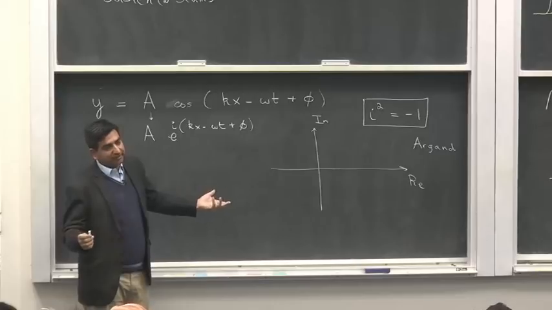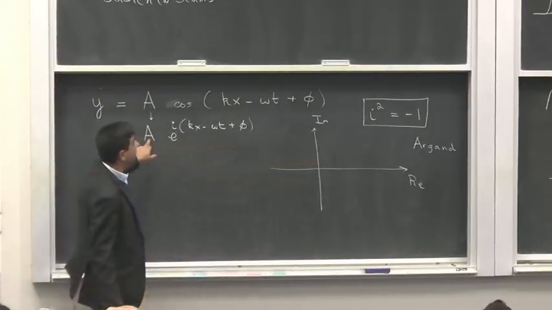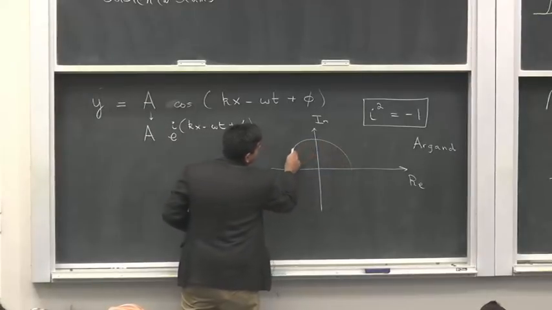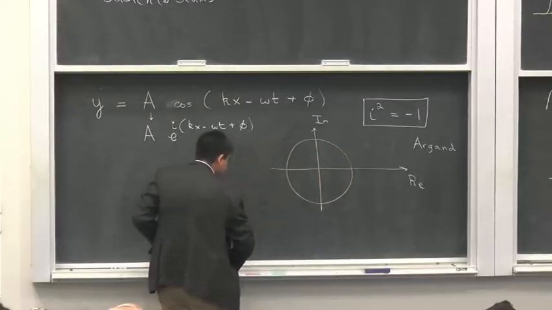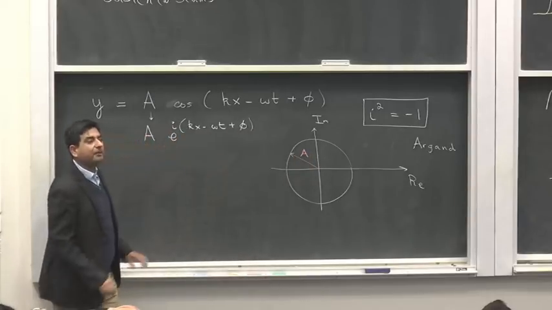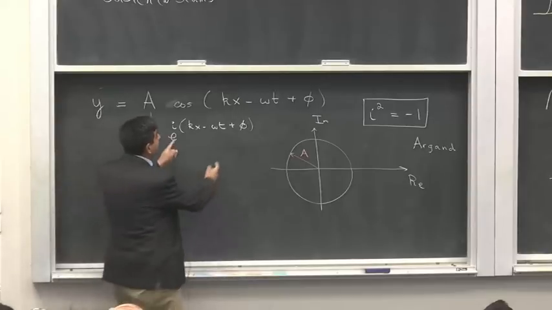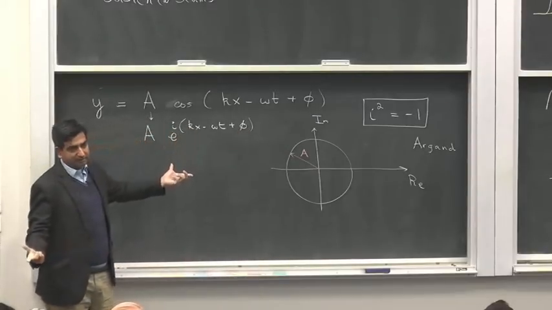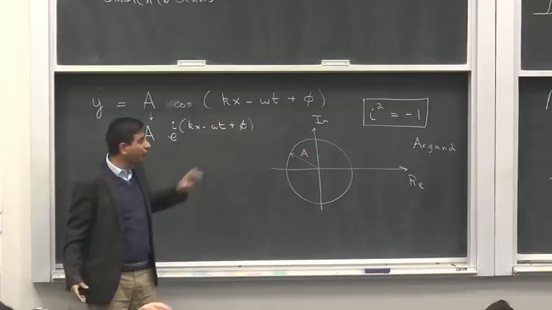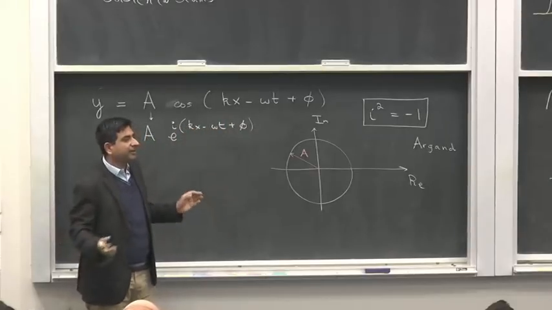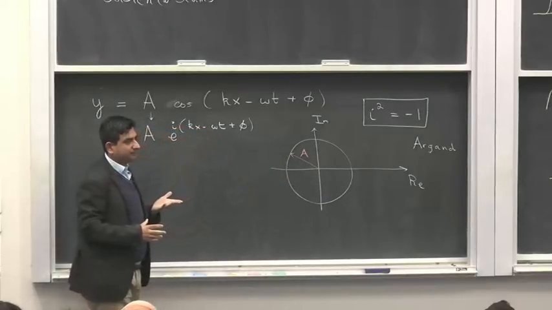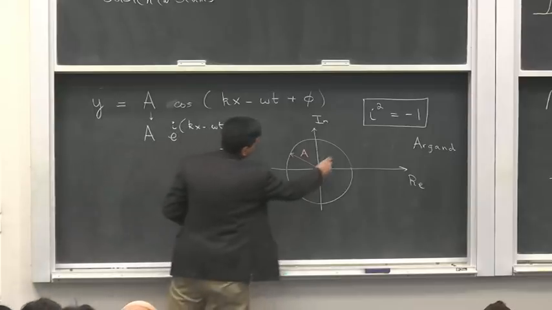Now, where is that point on this plane? Its distance from the origin is given by A. So this point can be anywhere on a circle whose radius is A. But where on this circle? That is determined by the argument of the exponent, which is also called the phase. All of these three terms have the dimensions of phase. Where this point is located on this circle depends upon the phase. It could be anywhere.